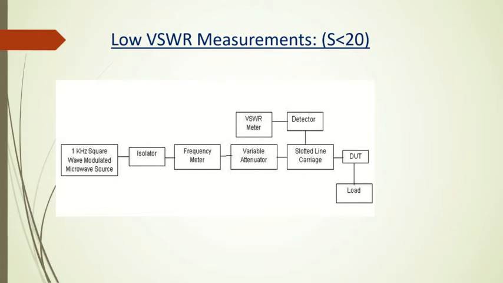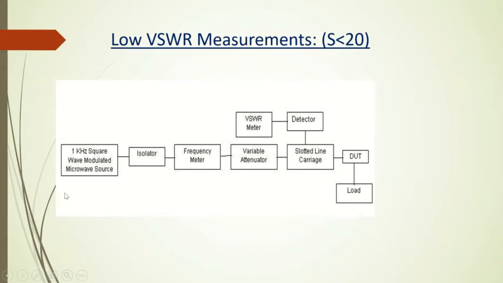This is Agatha, and I'm going to take you through how you measure VSWR using the VSWR meter. And we have two cases: when the VSWR is low and when it is high. For when it is low, that is below or less than 20, these are the steps that you go through in measuring its value. This is the block diagram that is used, and this is how it flows.